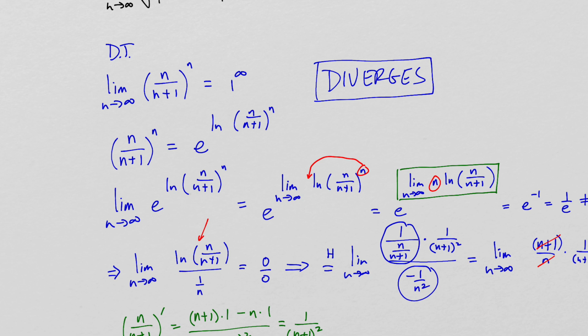So just as with the ratio test, the root test is not always going to work, so you will need to remember all of the other tests for convergence and divergence that you've learned up to this point. And that concludes this video lesson.